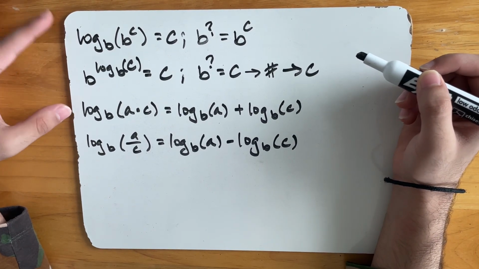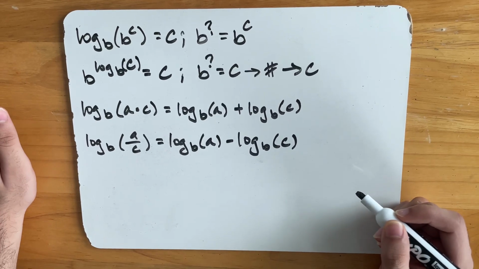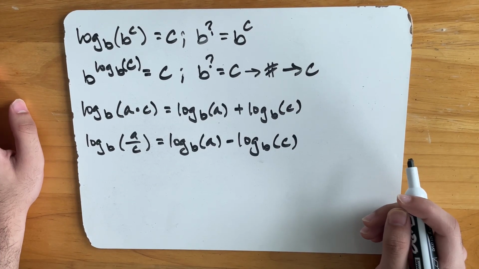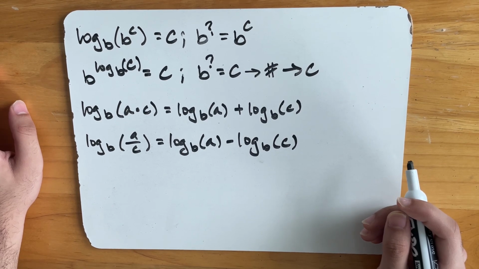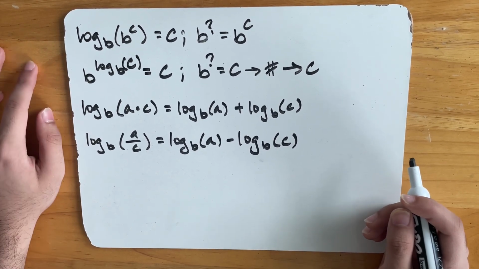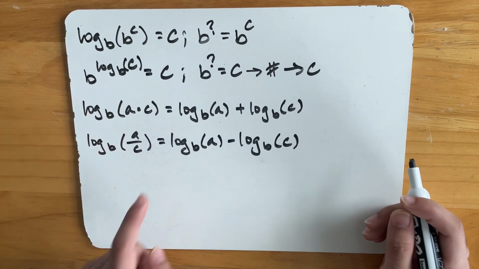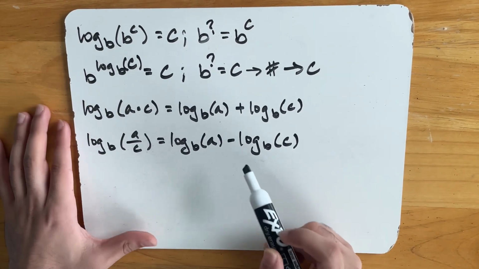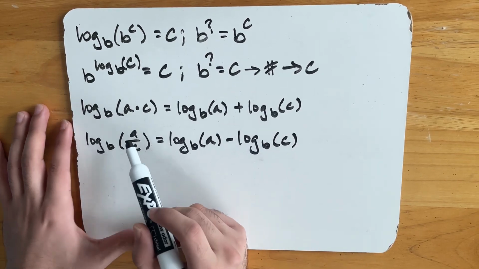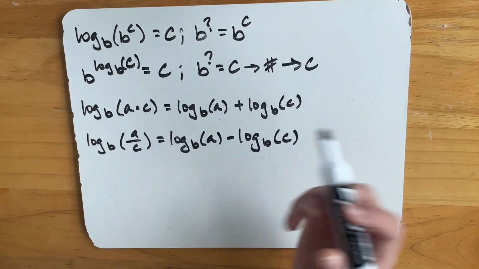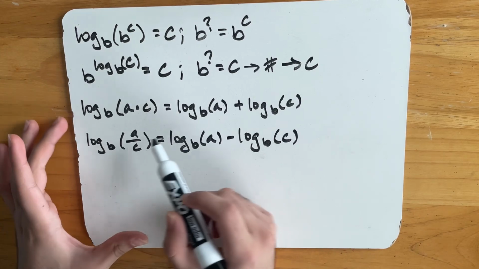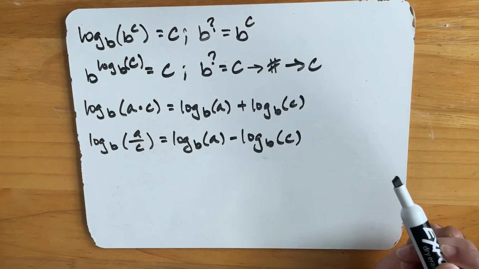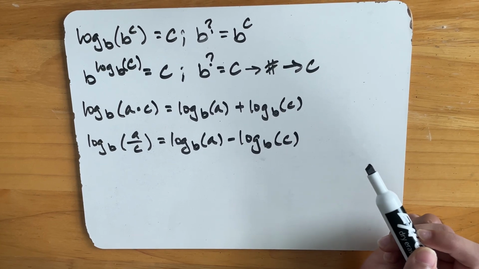Now this log property is kind of like the exponent property, where you multiply two exponentials and you can just add the exponents. That's kind of like this one. You can multiply two numbers in the argument, and you can just break up the log. In this case, if I have log base b of a times c, then I can just break it up: log base b of a plus log base b of c. So it's kind of like the exponent product rule.